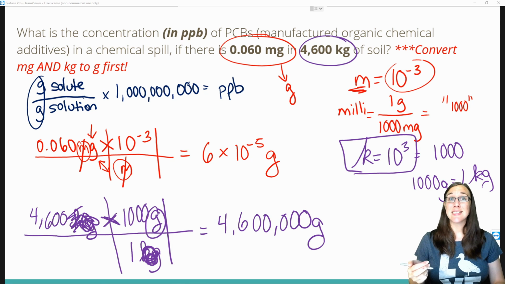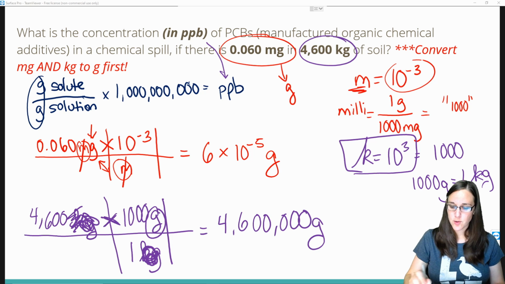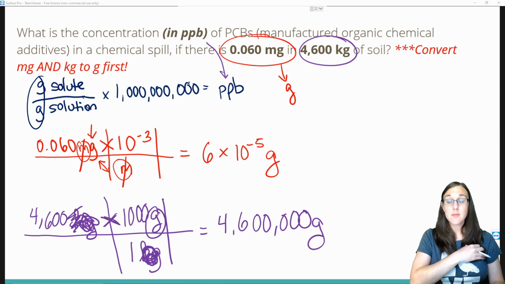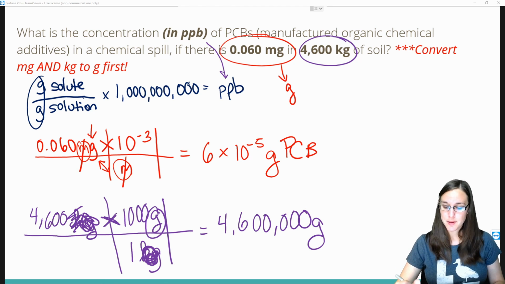Now we can plug these things into our equation and solve for the ppb that the question is asking for. So let's go ahead and do that. My grams of solute are going to be my PCBs. That's what I have outlined in red here. So that's going to go on top. So 6 times 10 to the negative 5 is going to go on top.